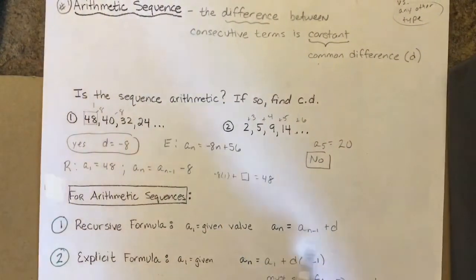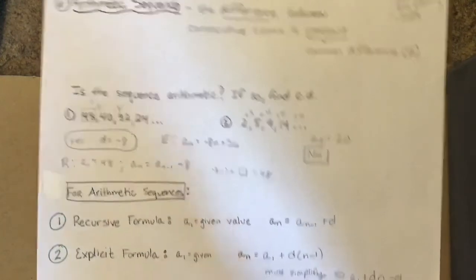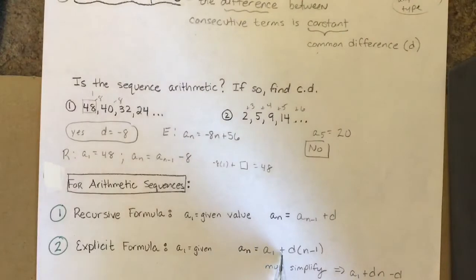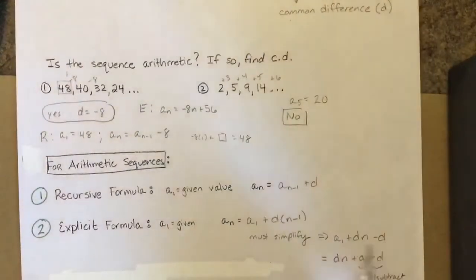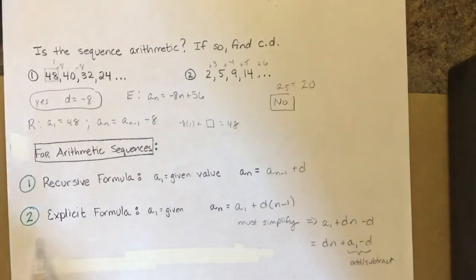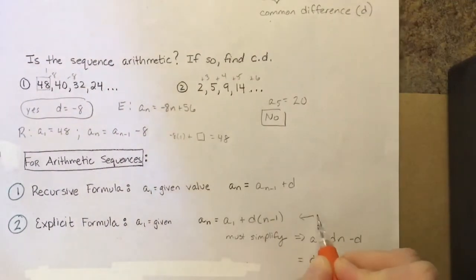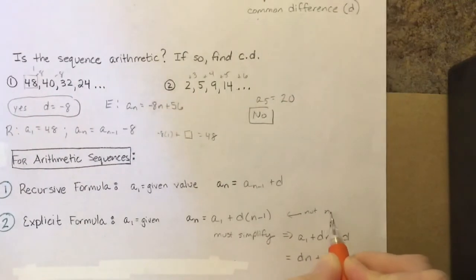you can follow this formula, which says take the first term and then add the common difference times the quantity n minus 1. But then you have to simplify that and distribute, and then combine these like terms. I never use this formula. This is really not needed.